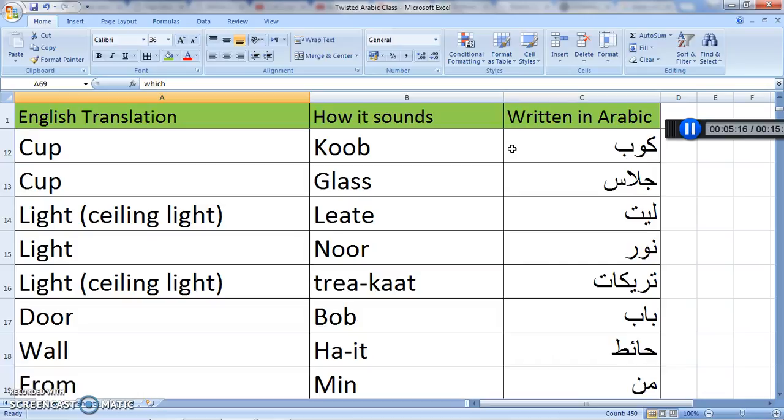Sorry. We have light, as in like ceiling light, or the light you have on your desk, which, like I mentioned earlier, that type of light did not exist in the original Arabic words.